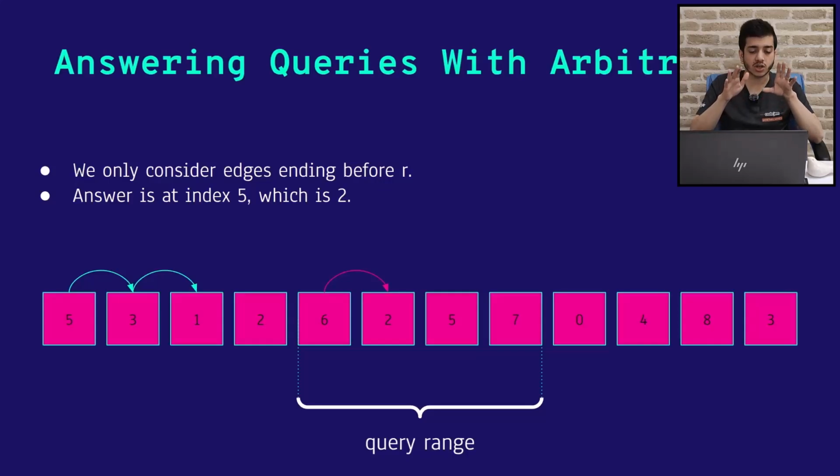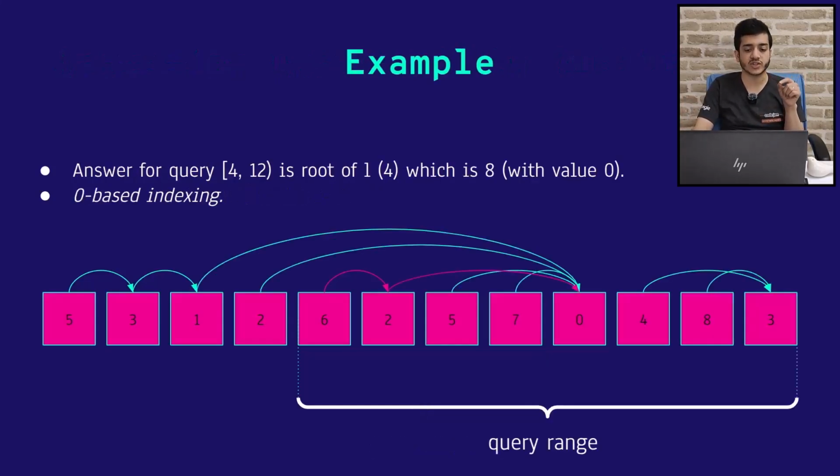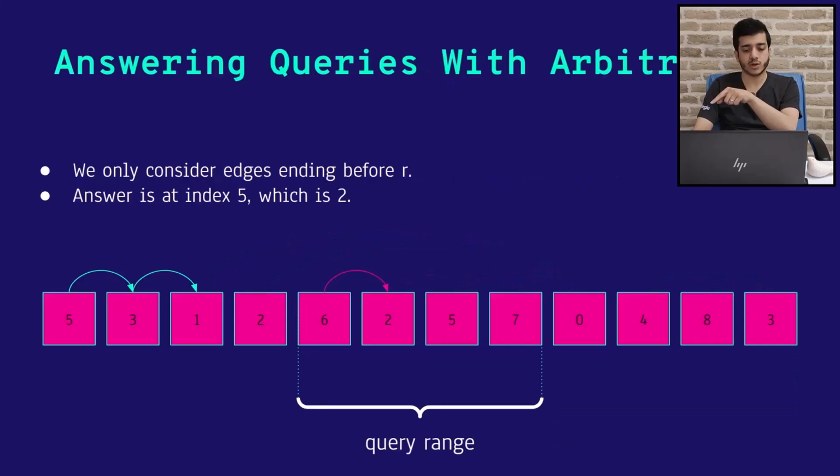We need to only consider edges ending before R. So like here, if I consider another edge exceeding R, when I calculate the root for 6, it will become 0, right? But I don't consider that. So I only include edges that end before R. As you can see, we have 3 edges like that. So for this query, I want to calculate the minimum and it goes from 6 to 2. Is that clear? This is very simple, right?